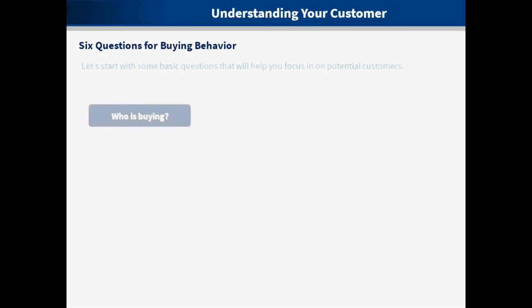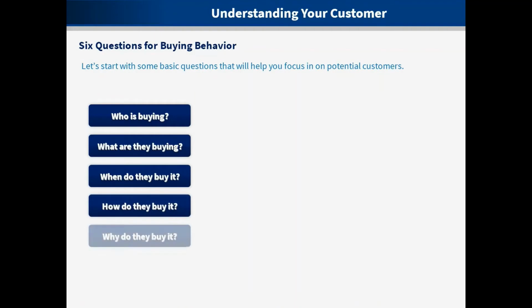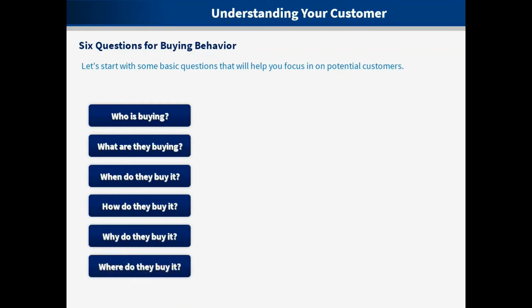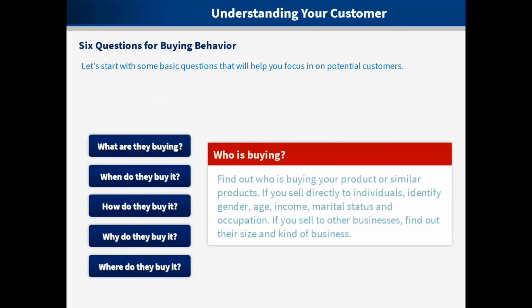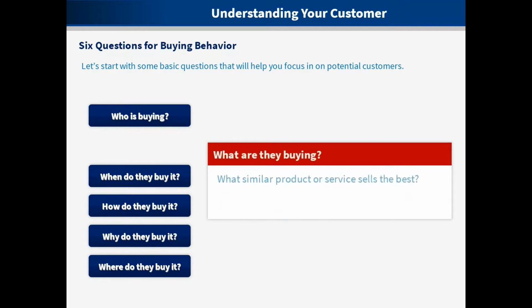Let's start with some basic questions that will help you focus in on potential customers. Find out who is buying your product or similar products. If you sell directly to individuals, identify gender, age, income, marital status, and occupation. If you sell to other businesses, find out their size and kind of business. What similar product or service sells the best? How does it compare to what you offer?